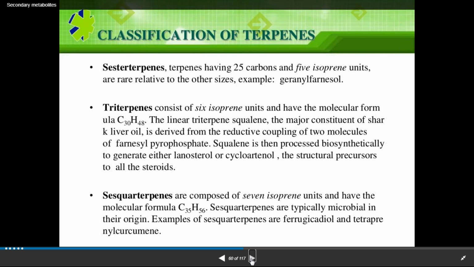Yes, ma'am. Next, triterpene means 6 isoprene units, so molecular formula C30H48. You have a linear triterpene. Linear means it does not form a cyclic chain, straight line. So the example is squalene, which is a major constituent of shark liver oil. This is obtained by coupling two molecules of farnesyl pyrophosphate. So how many carbon atoms does farnesyl pyrophosphate have?